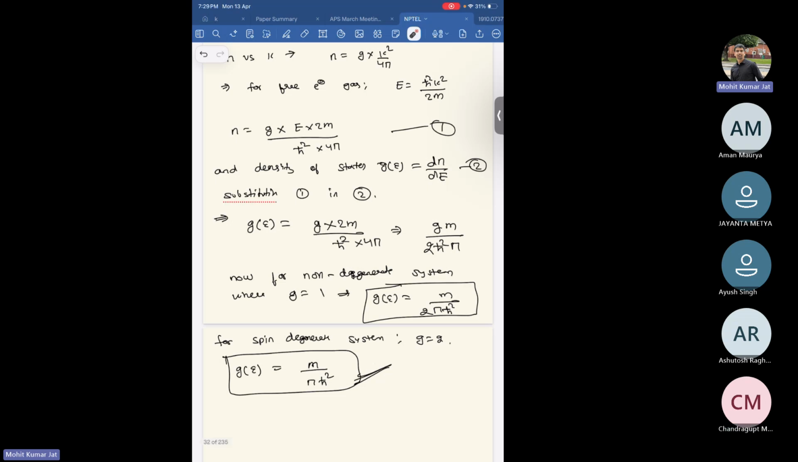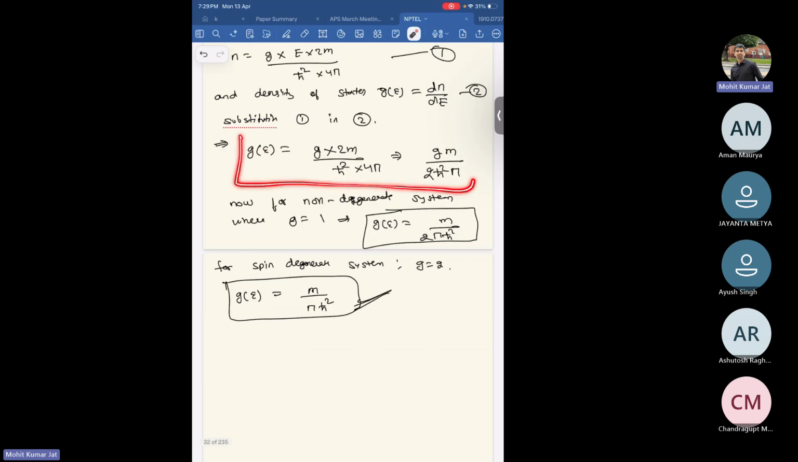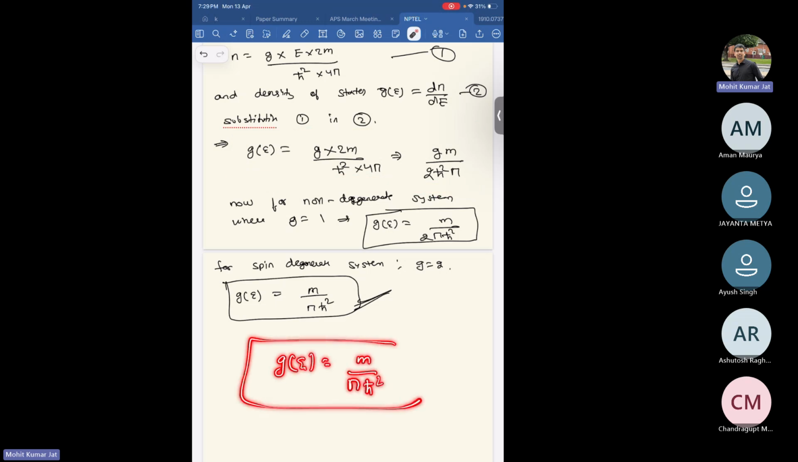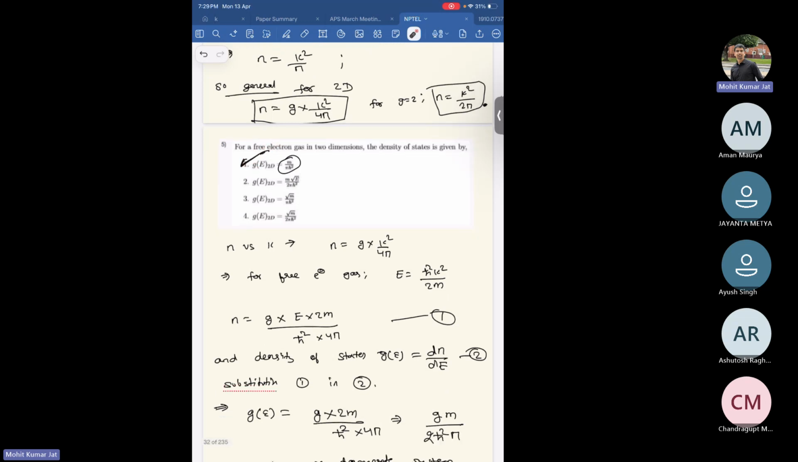Yeah. So for the 2D system, if you see, the density of states is independent of the energy. That's what it essentially means. It is m by pi h bar squared, with degeneracy of 2, which means one spin up, one spin down. So that's why option A is correct: it's independent of the energy, and it's a constant, which is m by pi h bar squared.